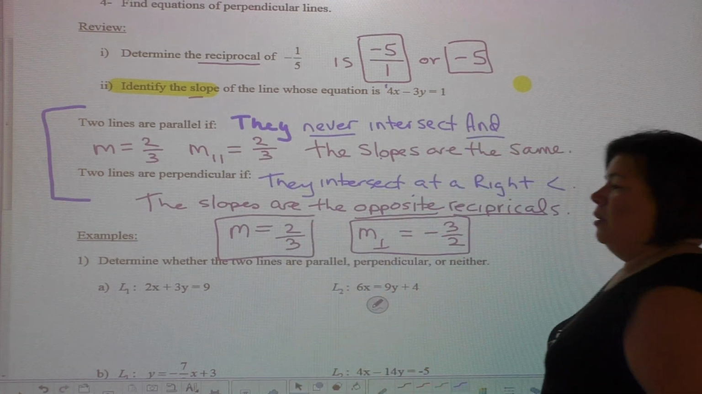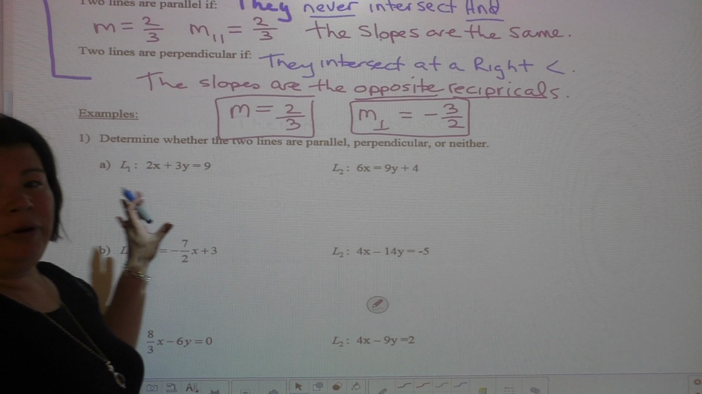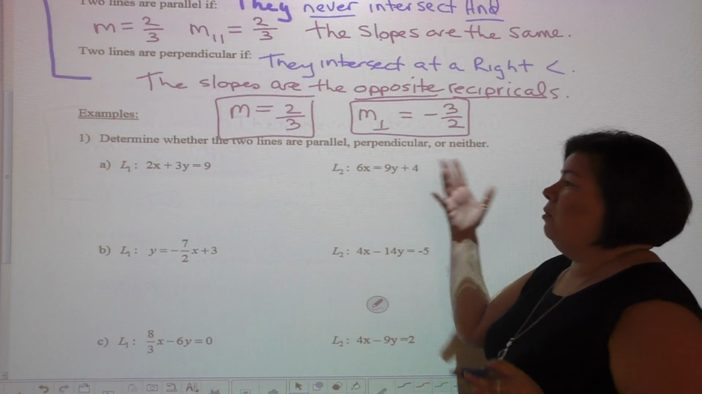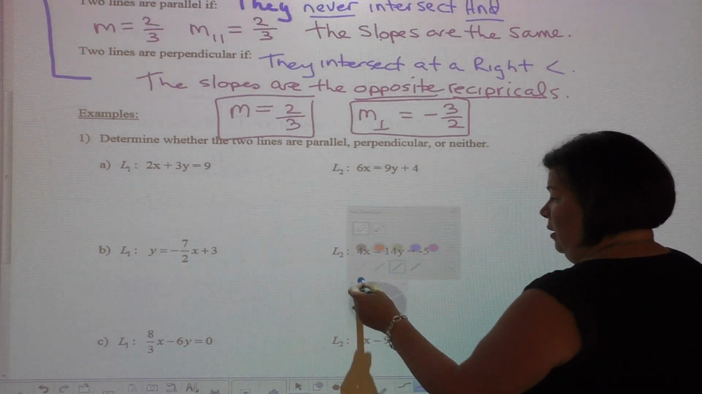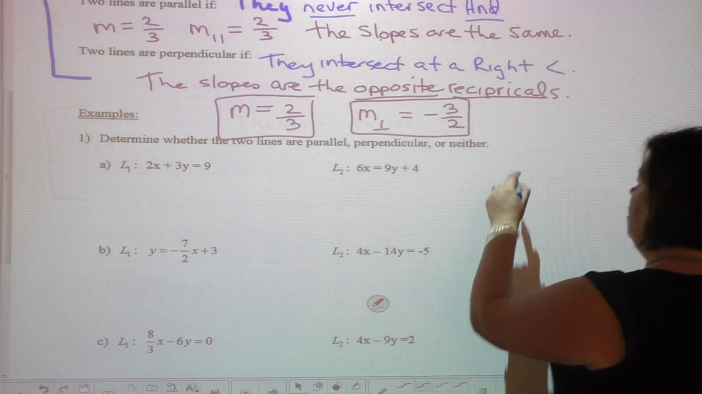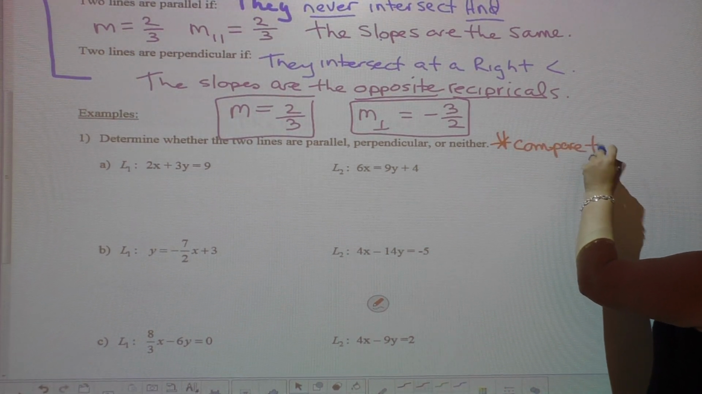Okay? So let's look at these examples here. Here we're going to determine whether these lines are parallel, perpendicular, or neither. In order to define if they are parallel, perpendicular, or neither, we're going to compare the slopes.